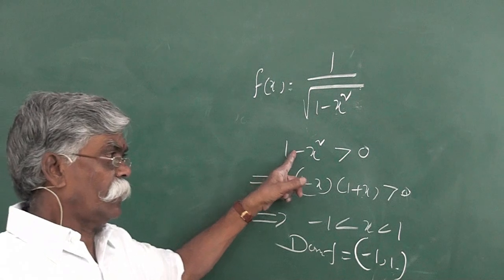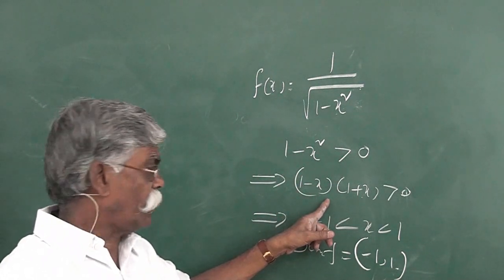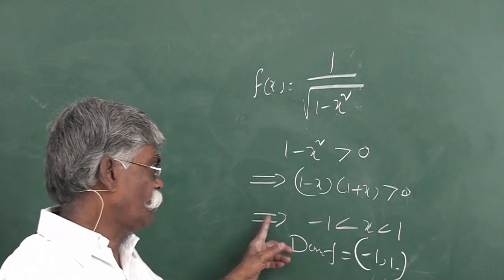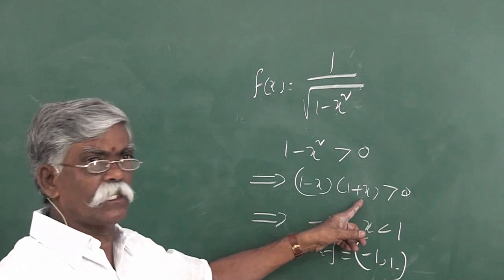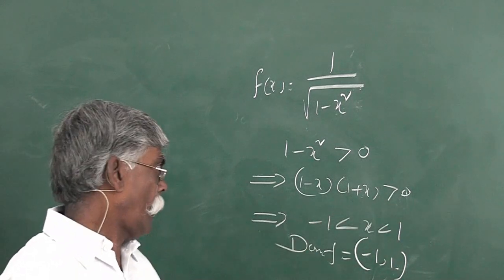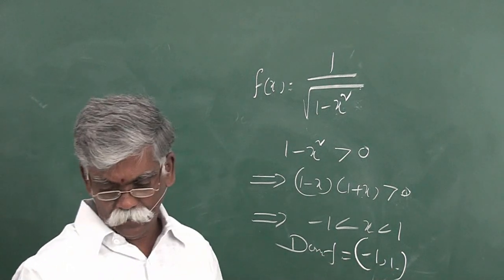1 minus x square greater than 0 implies 1 minus x into 1 plus x greater than 0. This implies minus 1 is less than x is less than 1. Since coefficient of x square is negative and expression is positive, x lies between these two. Therefore, the domain is (minus 1, 1).